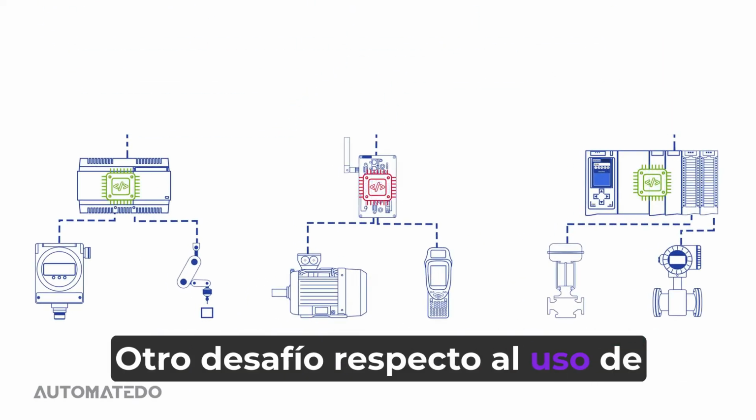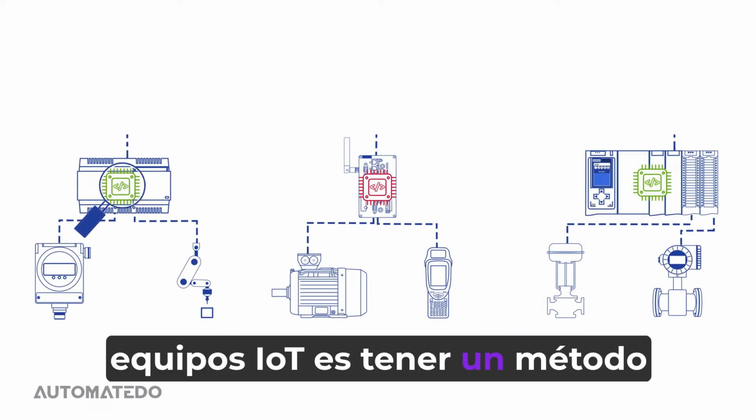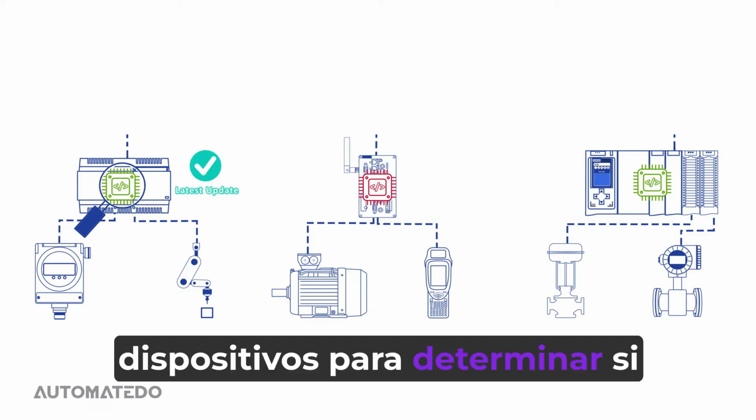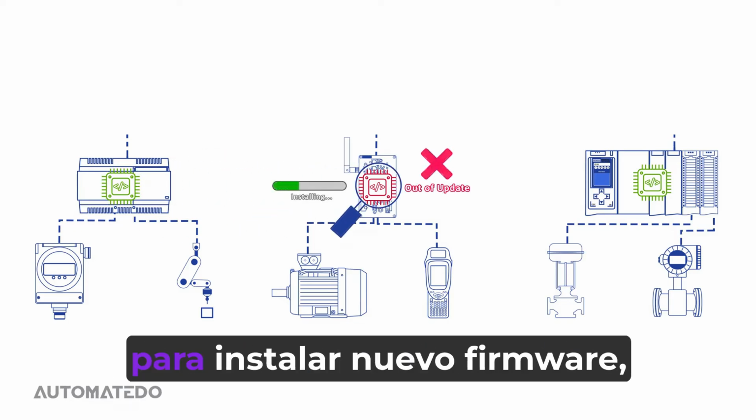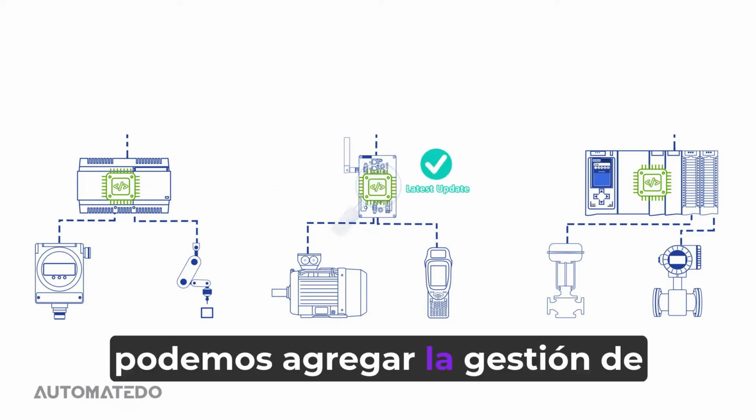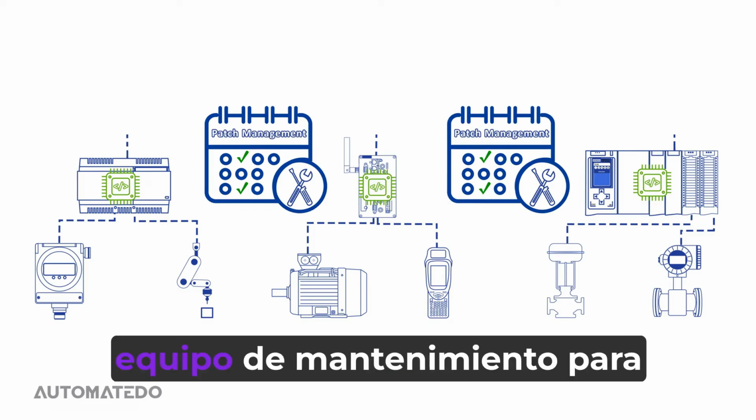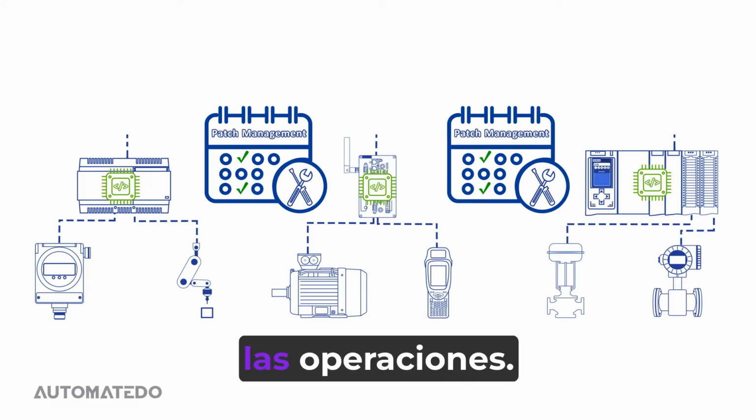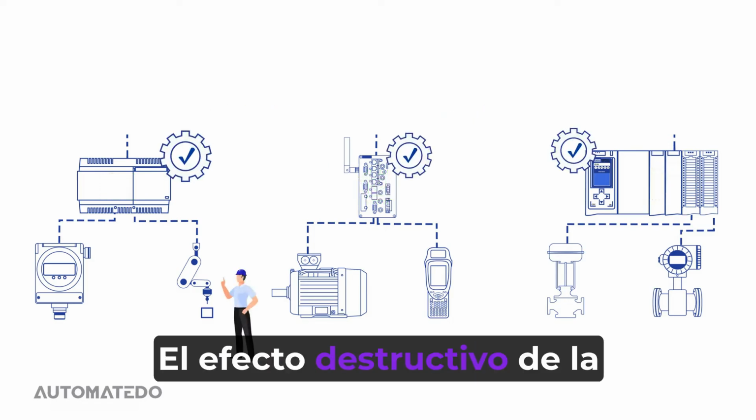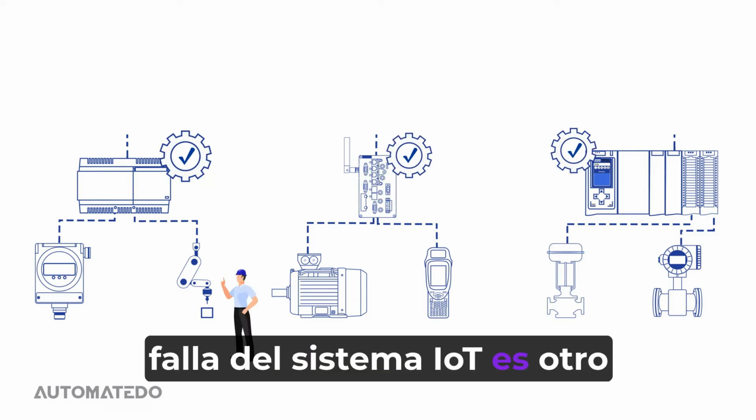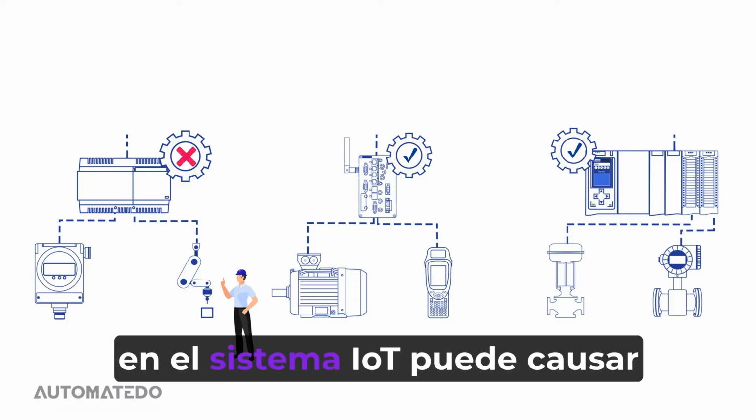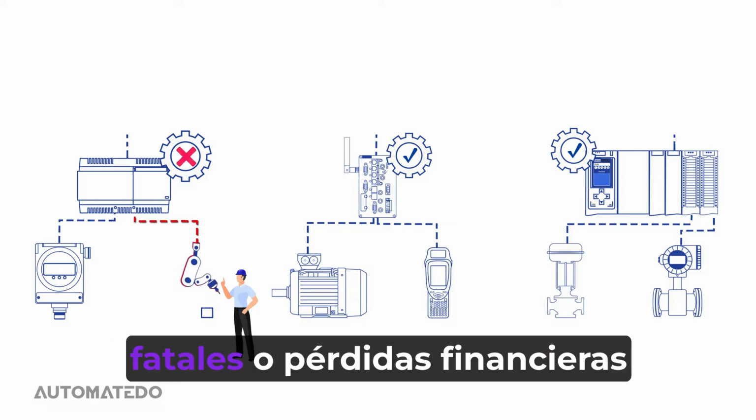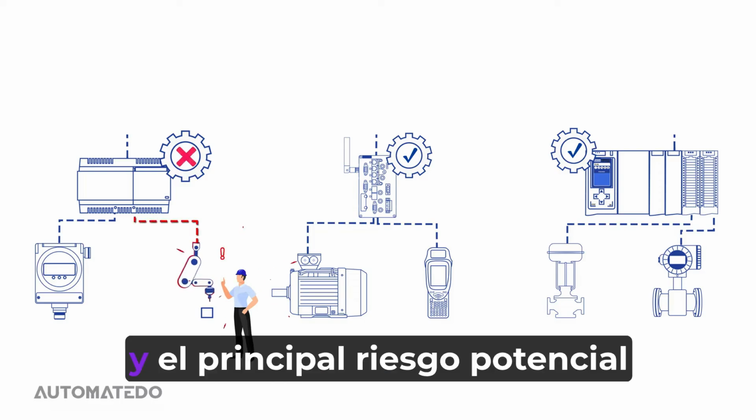Another challenge regarding using IoT equipment is to have a reliable method for testing devices to determine if they are running the most recent firmware version, and if not, for installing new firmware. We can add this patch management to the schedule of the maintenance team to avoid interrupting operations. The destructive effect of IoT system failure is another challenge ahead of us. Any outage or breakdown in the IoT system can cause potentially fatal scenarios or significant financial losses.